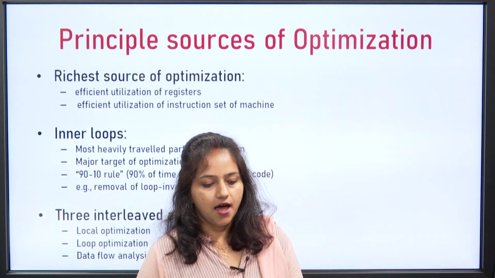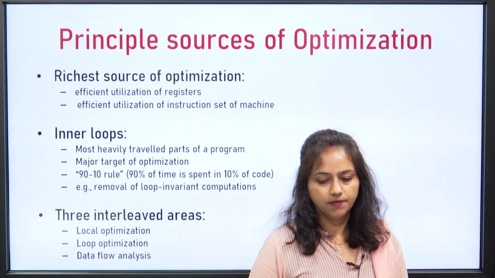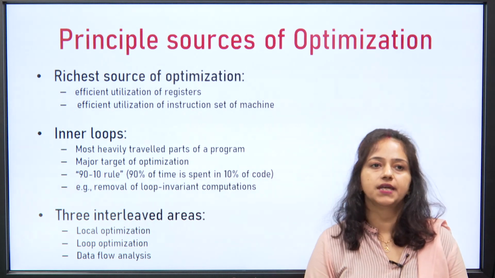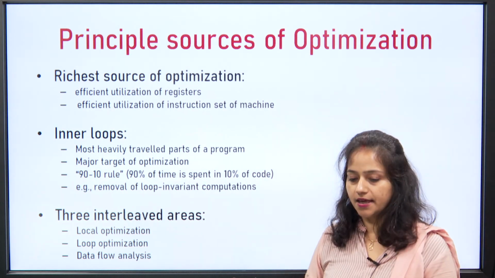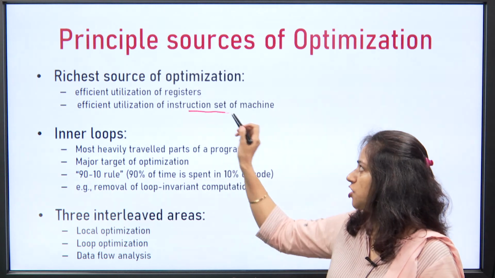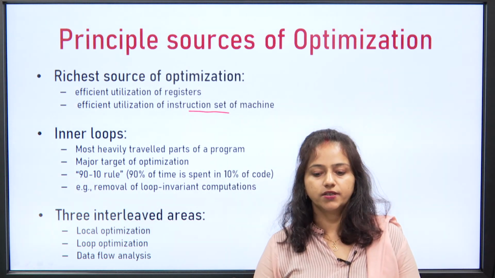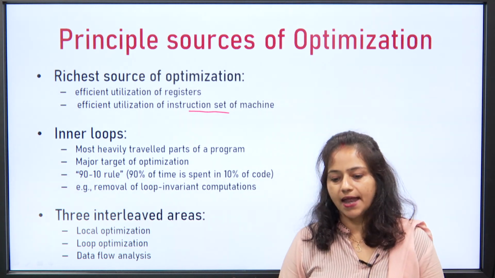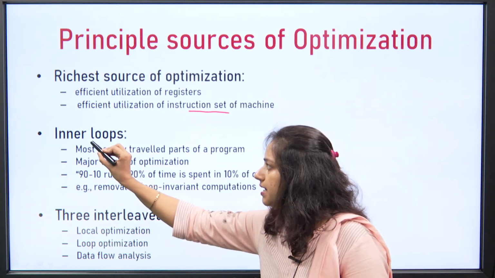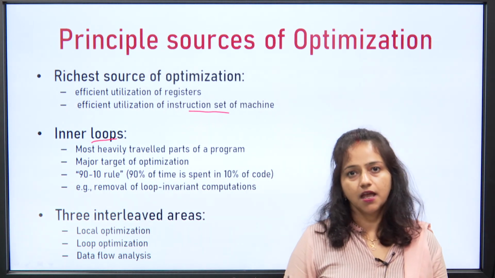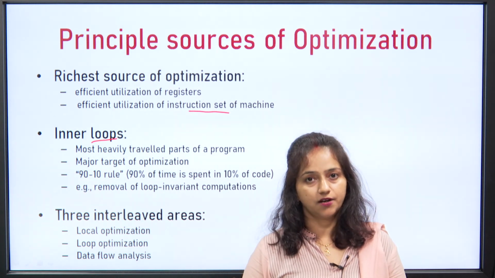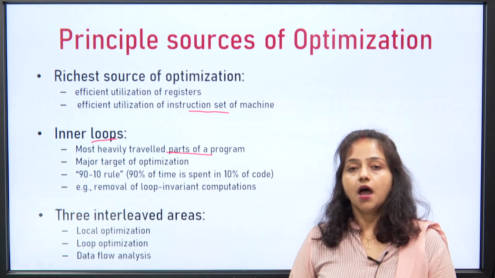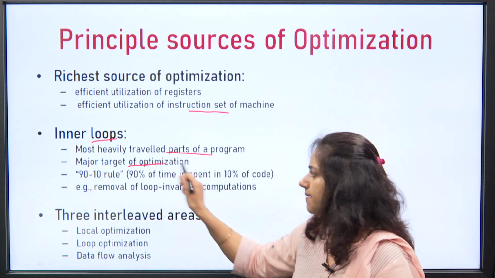Next, the richest source of optimization is efficient utilization of registers, and second is efficient utilization of the instruction set of the machine. Apart from this, another most important part is the inner loop. The program that we are designing may have certain loops, which are the inner loop part, and this is the most heavily traversed part of the program, and it is a major target of optimization.